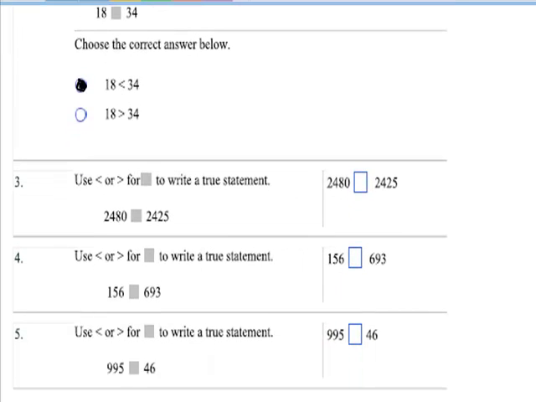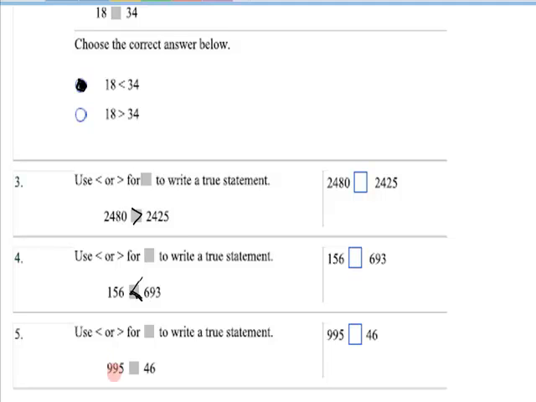All right, the next one's 2,480 compared to 2,425. Well, they're both 2,400s, but the 80 is greater than the 25. So it is greater than. Remember, it's always opening toward the larger number. 156 compared to 693. 156 is smaller. So when you read it out loud, you always talk about the left compared to the right.